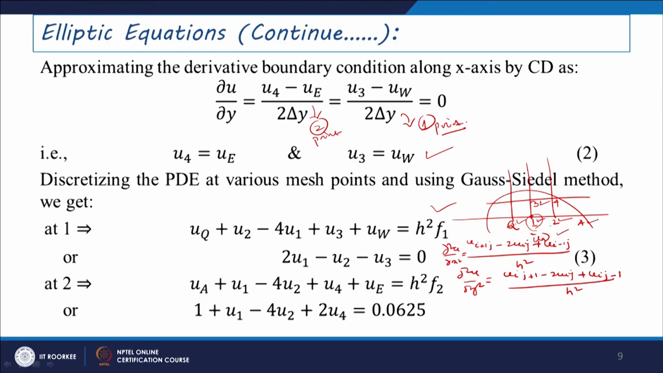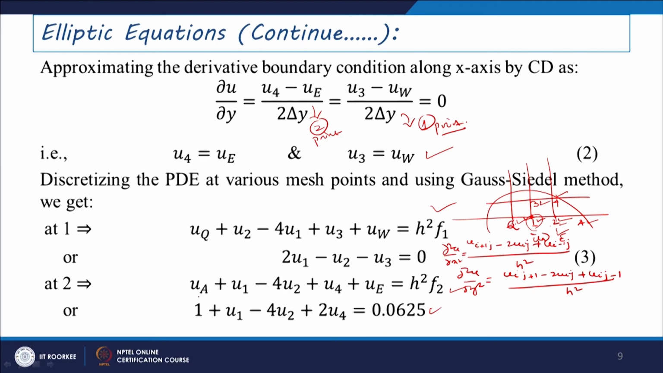Similarly, at point 2, we consider point 1, point A, point 4, and point E here. So, it can be written as UA plus U1 minus 2 U2 plus U4 minus 2 U2 plus UE, which equals h square f2. Since the f2 value is considered as 1 here, we take 0.25 square, that is nothing but 0.0625.